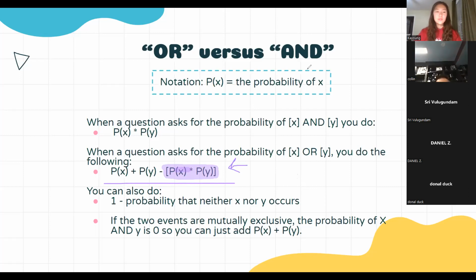This is a little confusing. Why would the question ask you for the probability of something or something though? I don't know. They just do. Like, what's the probability that it's gonna rain on Tuesday or Thursday? Well, it might rain on Tuesday, plus it might rain on Thursday, like that.